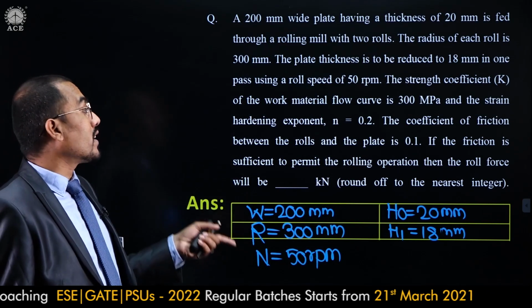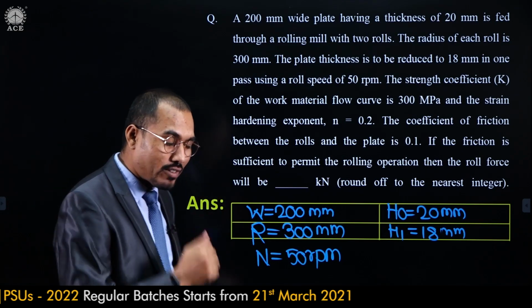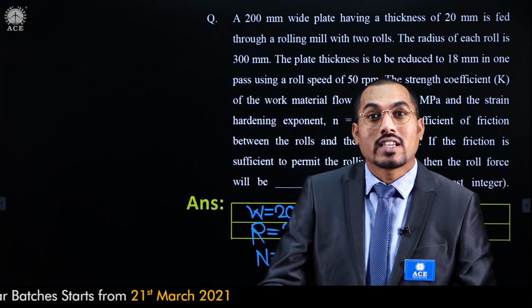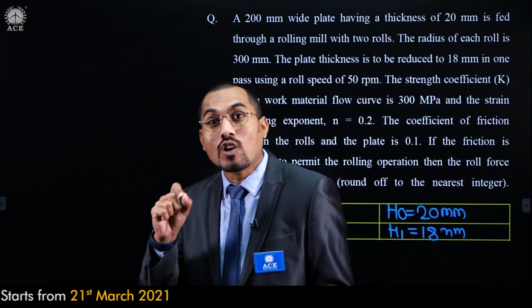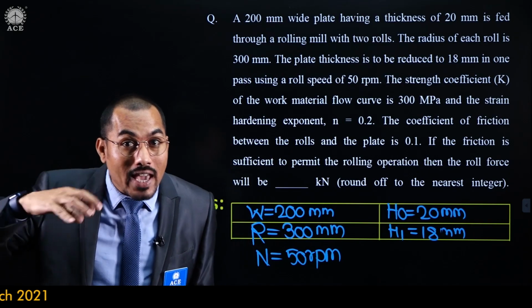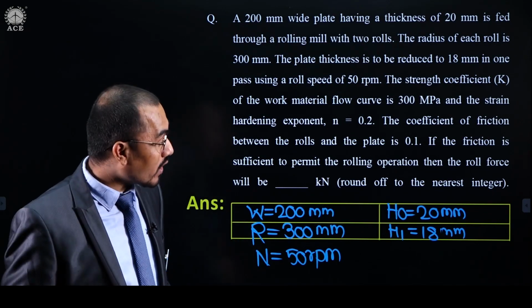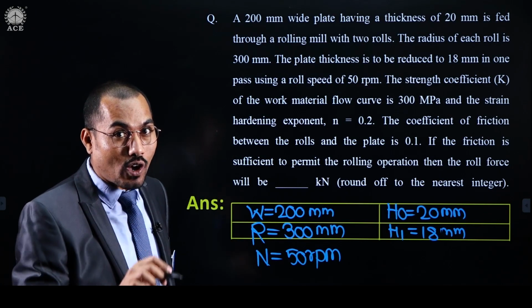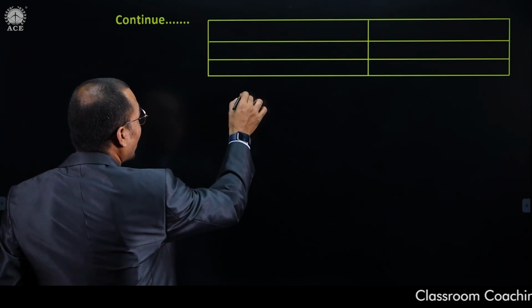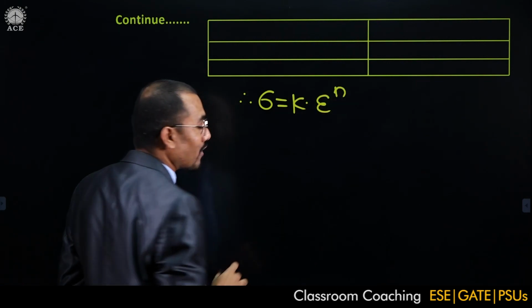The strength coefficient K of the work material flow curve is 300 MPa. My dear friends, a strength coefficient is given. It is not a yield stress given. No, it is a strength coefficient. We know the strain hardening equation, the power law equation, which describes how the material behaves during plastic deformation. What is that? Sigma is equal to K into epsilon raised to n.